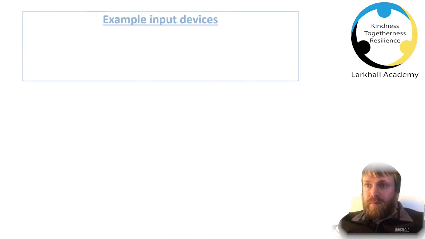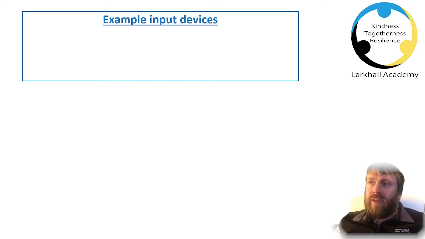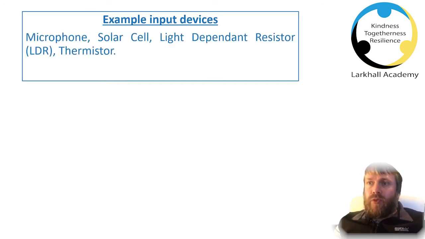So let's have a look at some example devices. We'll start with example input devices. Some examples here: we've got the microphone, a solar cell, light dependent resistor or LDR, and thermistor. The last two, if you've not come across them yet, don't worry too much. We'll cover them in more detail probably after the summer holidays now.